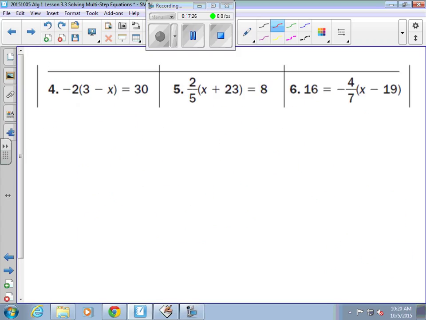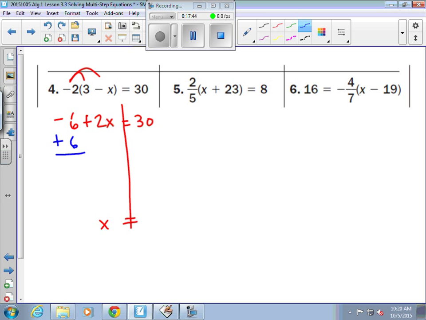Number 4, distribute. Negative 2 times 3 is negative 6. Negative 2 times negative x is positive 2x, is equal to 30. Again, you want to get x by itself. It says minus 6 or negative 6. Undo minus 6 by adding 6. If you add it to the left, add it to the right.